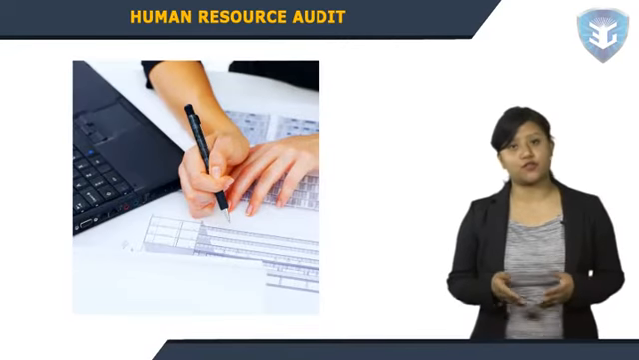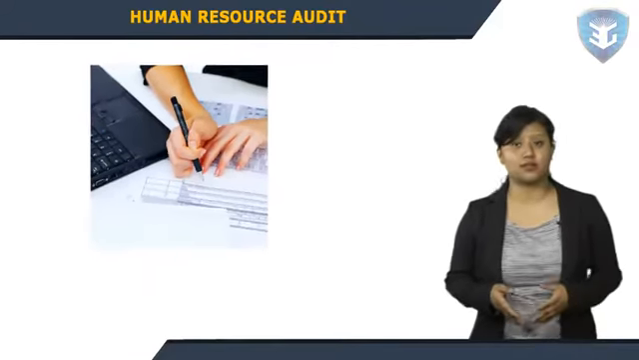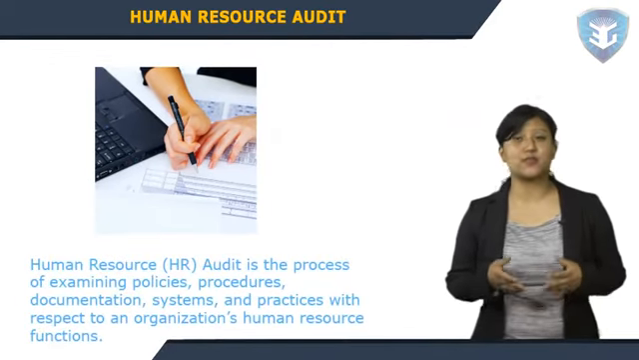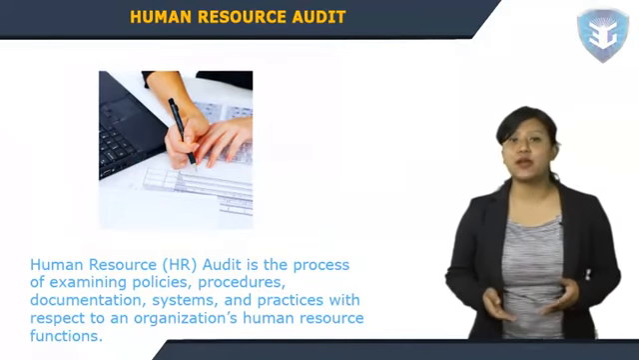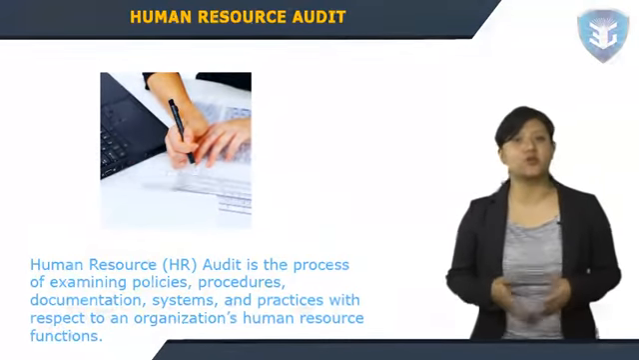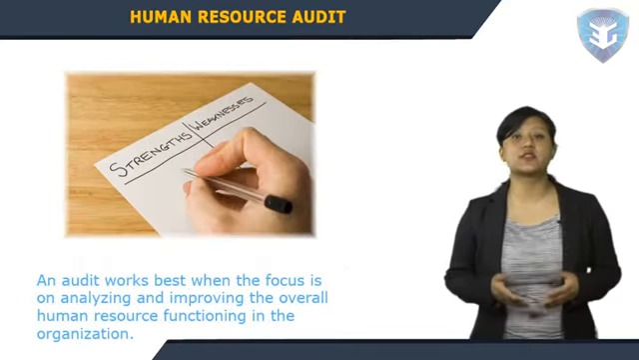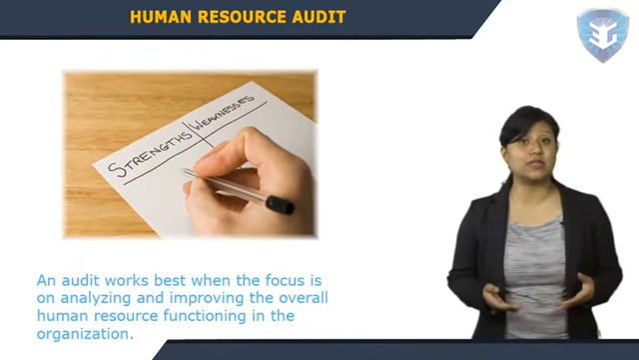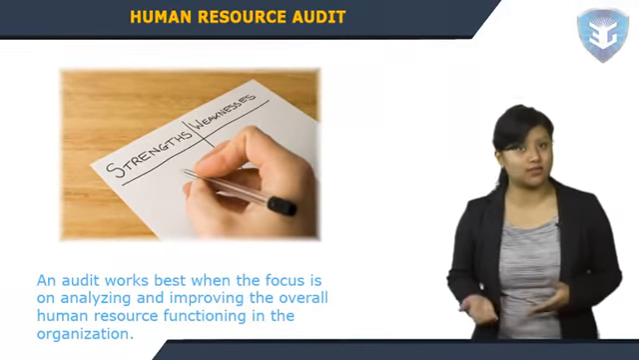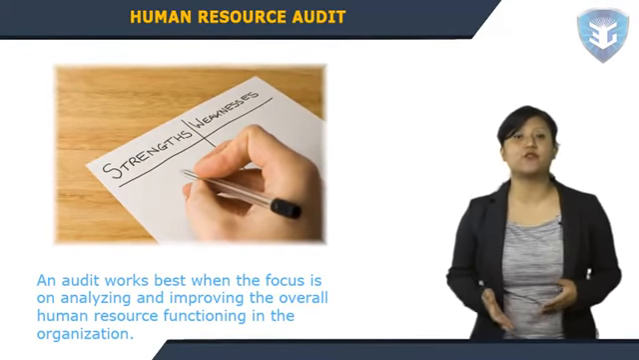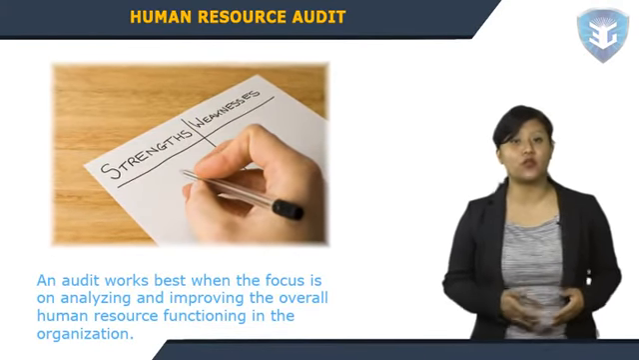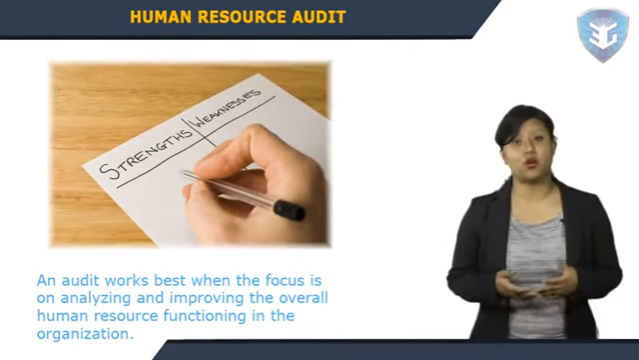Let's start with a brief introduction to Human Resource Audit. Human Resource (HR) Audit is the process of examining policies, procedures, documentation systems, and practices with respect to an organization's human resource functions. The purpose of such an audit is to reveal the strengths and the weaknesses in the non-profit's human resource system and any issues needing resolution. An audit works best when the focus is on analyzing and improving the overall human resource functioning in the organization.